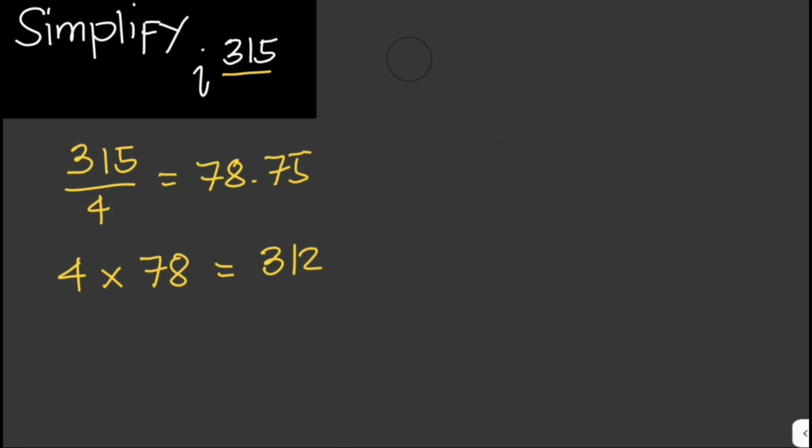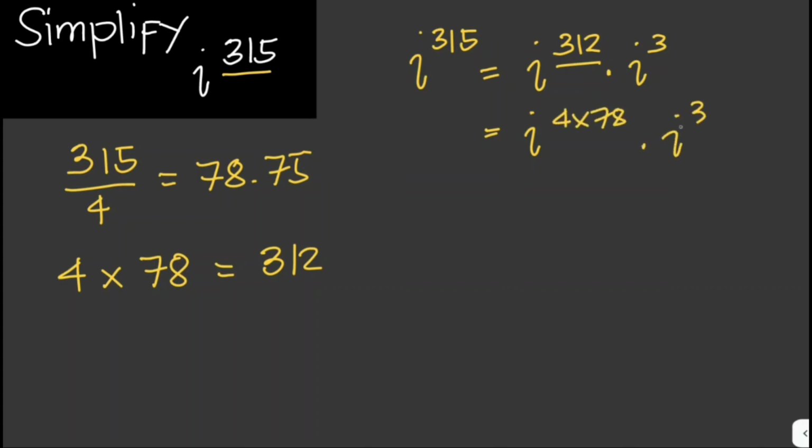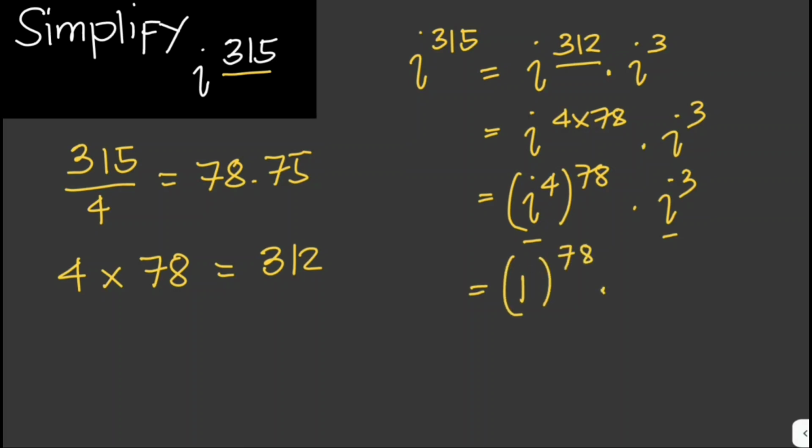Now we can expand 315. So i to the 315 can be written as i to the 312 times i cubed. Then we can rewrite 312 as a multiple of 4. So this is i to the 4 times 78, times i cubed. Then we can write this as i to the 4th to the power of 78 times i cubed. And then we plug in the values of i to the 4th and i cubed. So i to the 4th is equal to 1 to the power of 78 times the value of i cubed.